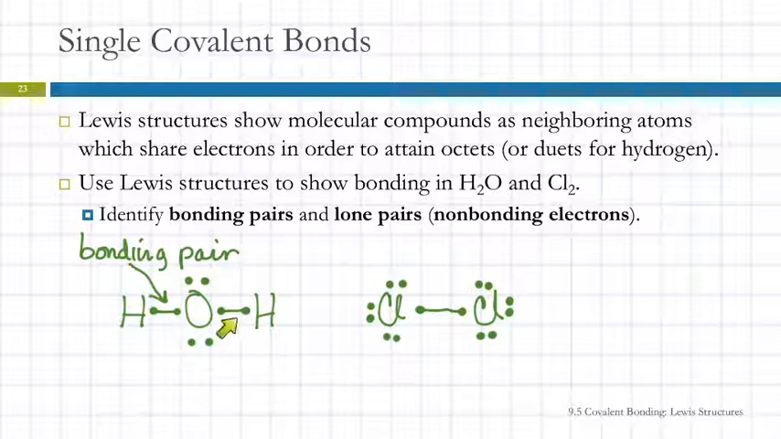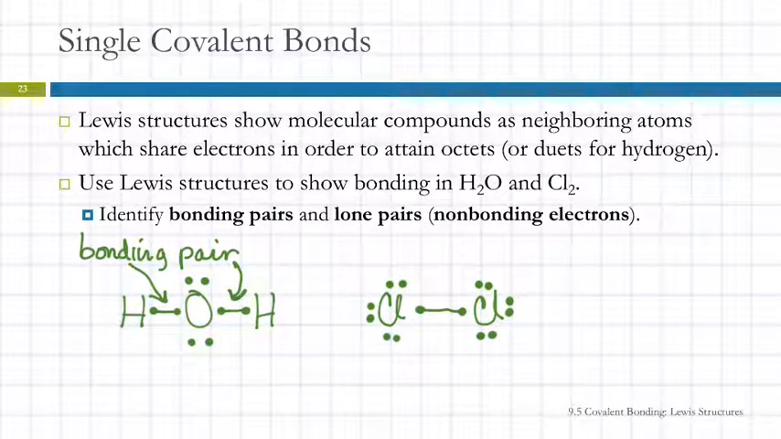Yeah, what about this one over here? Another pair of electrons shared between two atoms. That's also a bonding pair. These electrons are not shared. They're not bonding. So we call it a non-bonding pair of electrons.